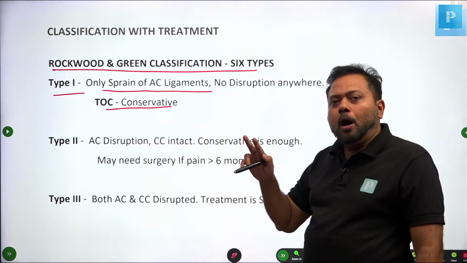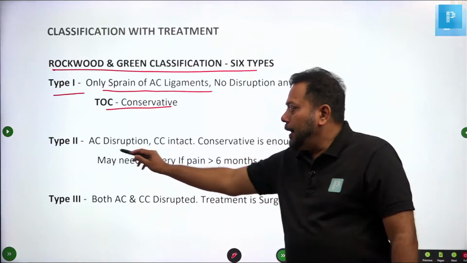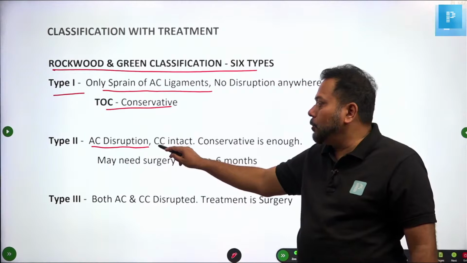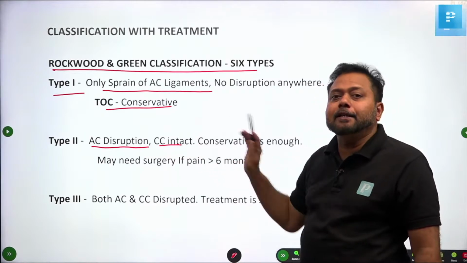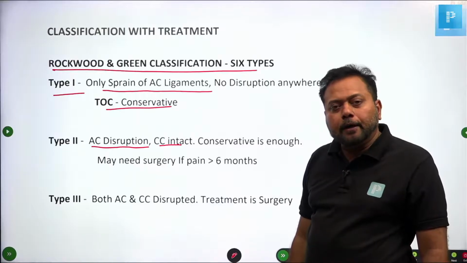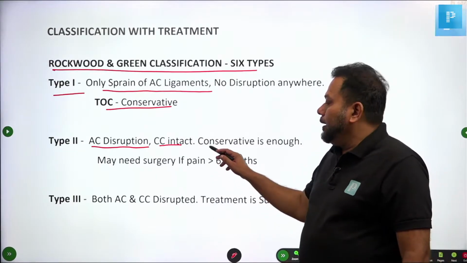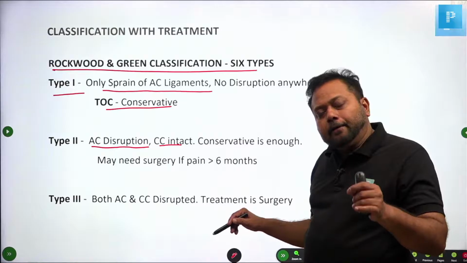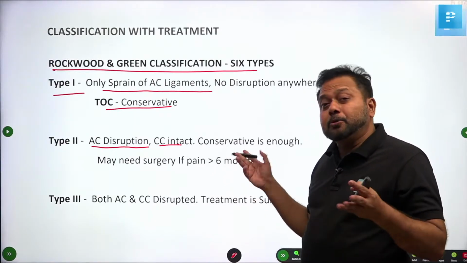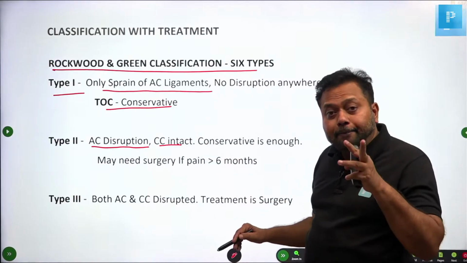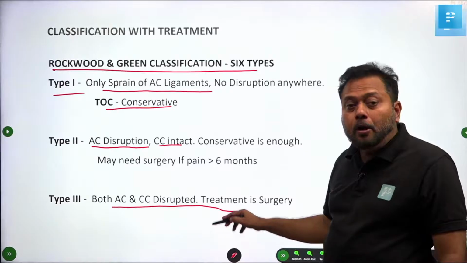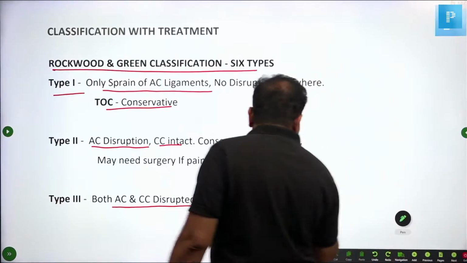Type 2 acromioclavicular joint injury is acromioclavicular ligament disruption. The coracoclavicular ligament is intact. Only the acromioclavicular ligament is disrupted. For this also you can treat conservatively. Give rest. If pain persists more than 6 months, only then surgery. This is type 2. In type 3, both acromioclavicular and coracoclavicular ligaments are disrupted. Only in this type you will get the step sign.